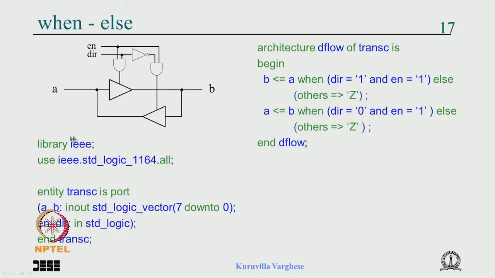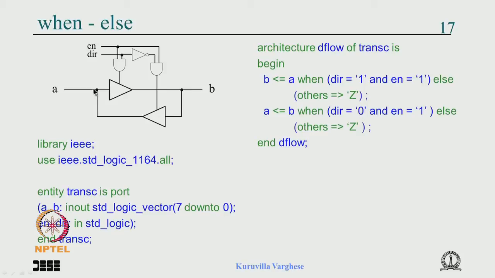So this is the library description of the VHDL. This is std_logic_1164, and this is entity transceiver, with port. We have two signals which are 8 bit. I am showing 8 bit because the control signals are common for all the tri-state gates. So A and B are inout because of this structure, std_logic_vector 7 downto 0. Enable and direction are in std_logic. Then we define the architecture with some name for this entity, begin and end. This is where we write the concurrent statement.